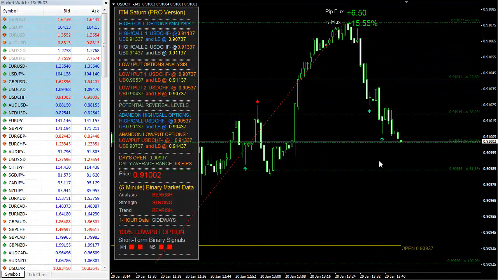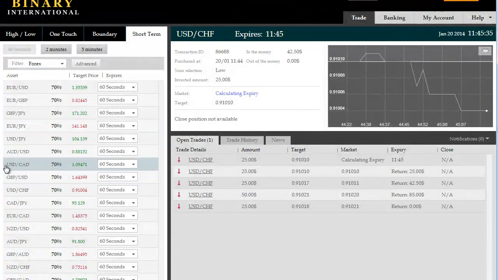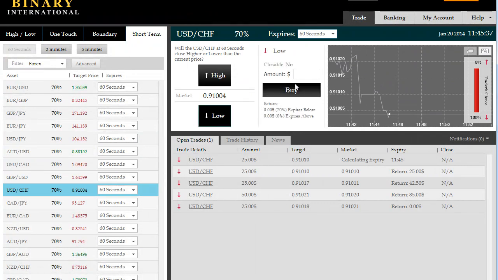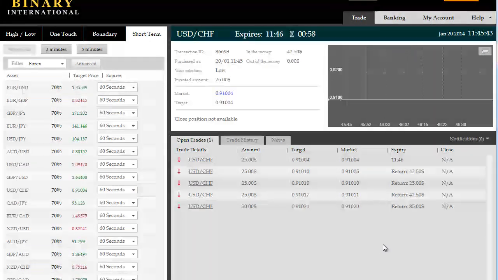We have another 100% low probability, high probability option. Yep, showing up here. So we're just going to execute that.